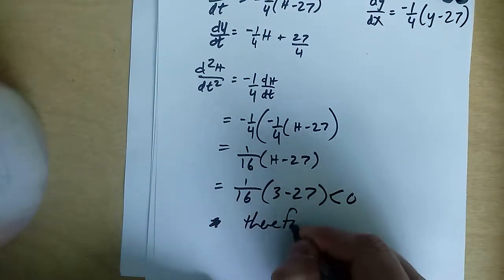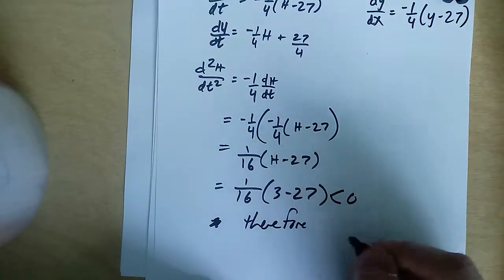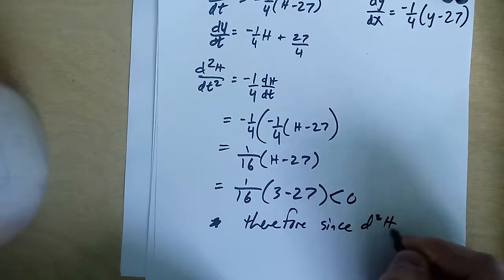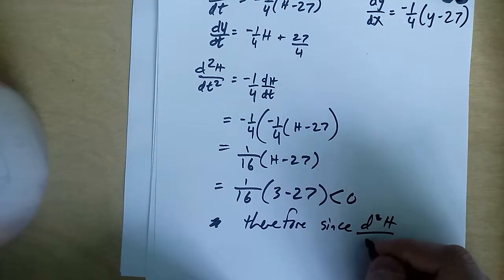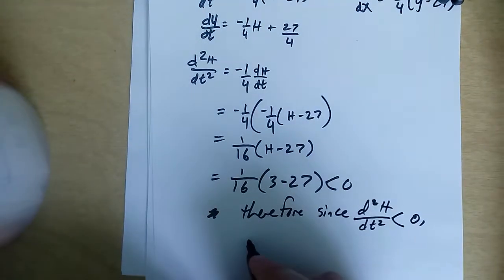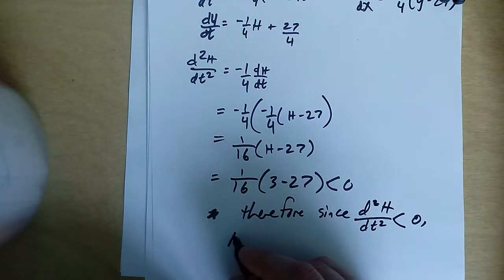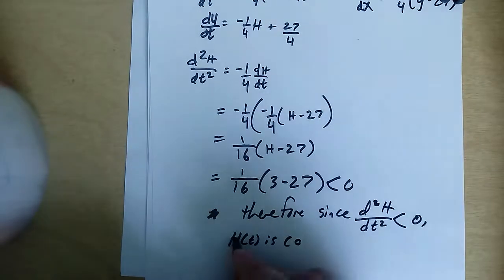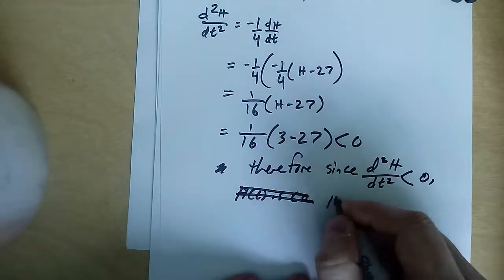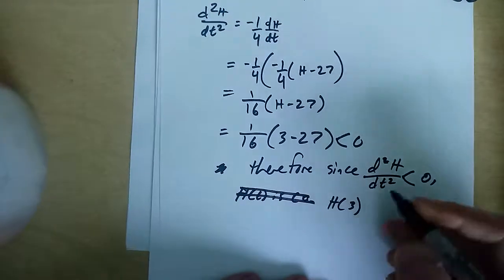Therefore, since d2h/dt squared is less than 0, h of t is, I can say that a little bit more succinctly. Instead of saying h of t, I could just say h of 3.